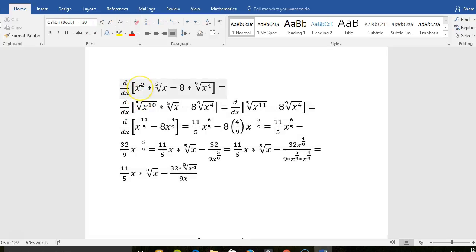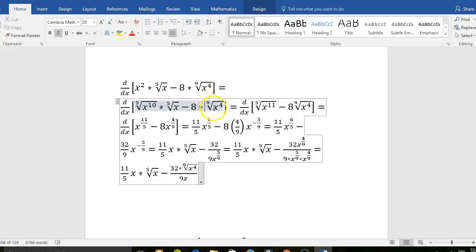Now here I do a little algebraic trick. Remember, x squared can be thought of as the 5th root of x to the 10th. So I replace this x squared here with the 5th root of x to the 10th. Remember, by the radical laws, as long as x is positive, well, actually it doesn't even matter here anyway, but let's just assume x is positive. 10 divided by 5 is 2. So that's 2 there, okay? So x squared is the same as the 5th root of x to the 10th. So the 5th root of x to the 10th times the 5th root of x, and then minus 8 times, and yeah, let me put my times in there, the 9th root of x to the 4th.